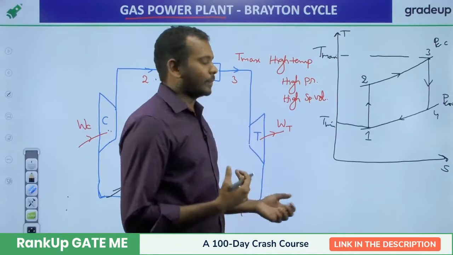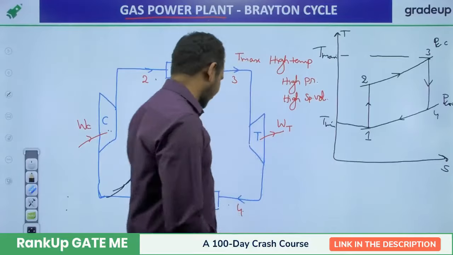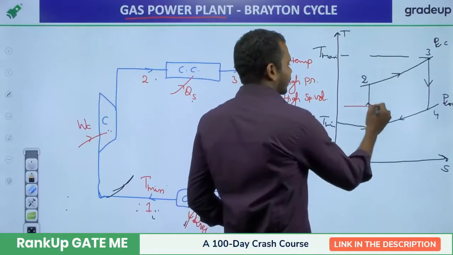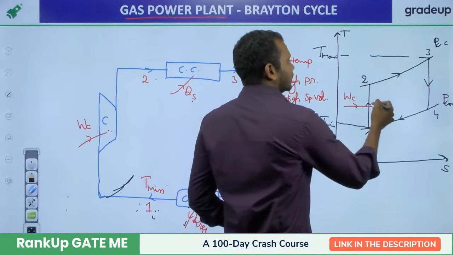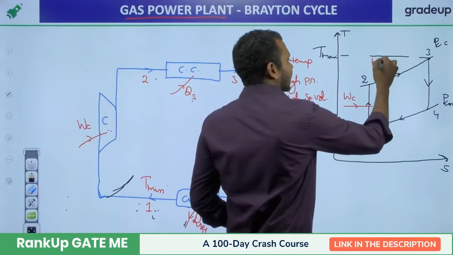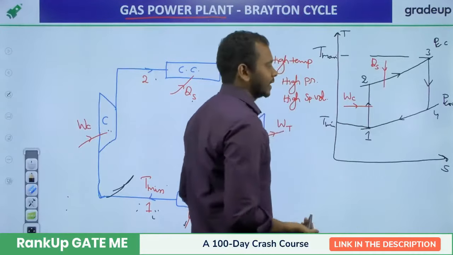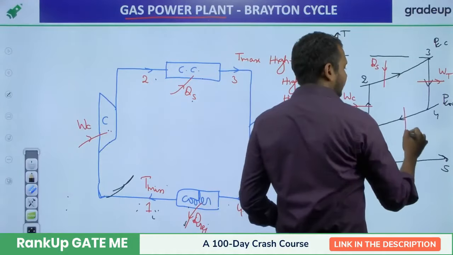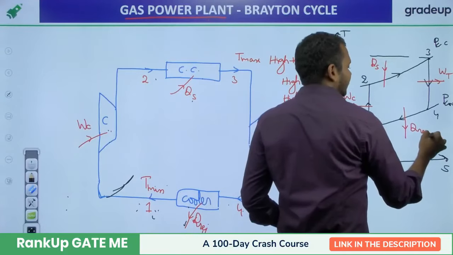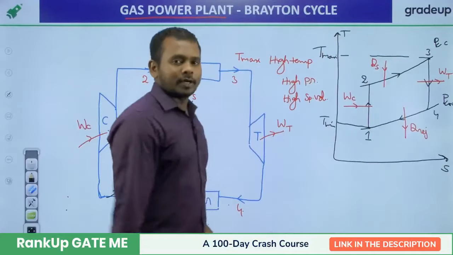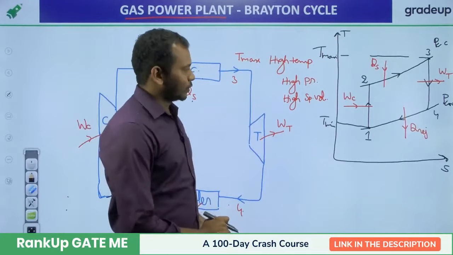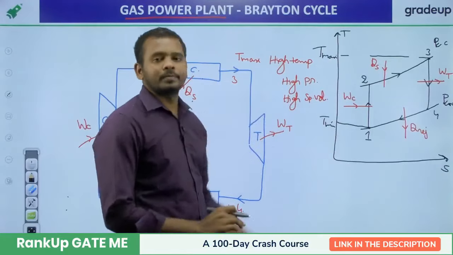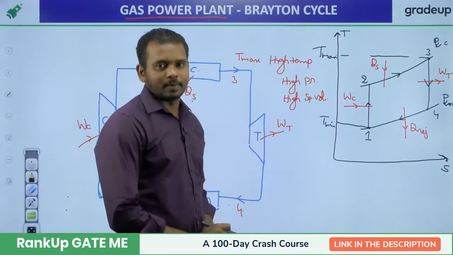Right? In this cycle, what happens? So total 4 energy transfers. Here 1 to 2 work supplied to the compressor. 2 to 3 heat supplied to the cycle. 3 to 4 work done by the turbine. And 4 to 1 heat rejected by the cycle. So 4 energy transfers and 4 components and 4 processes. This is the TS diagram for a simple gas power plant.